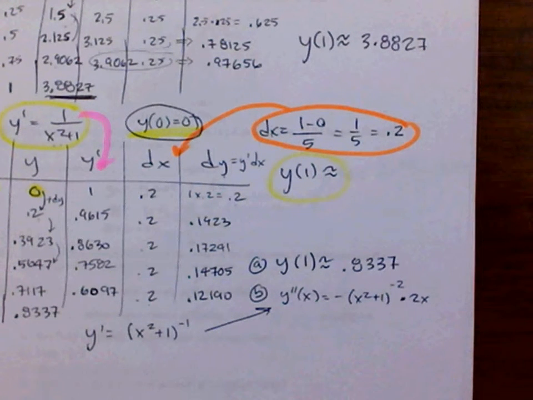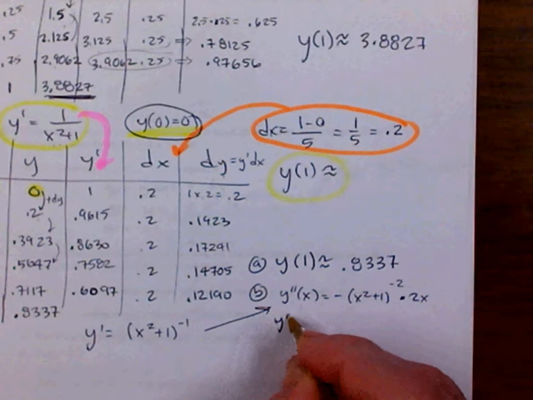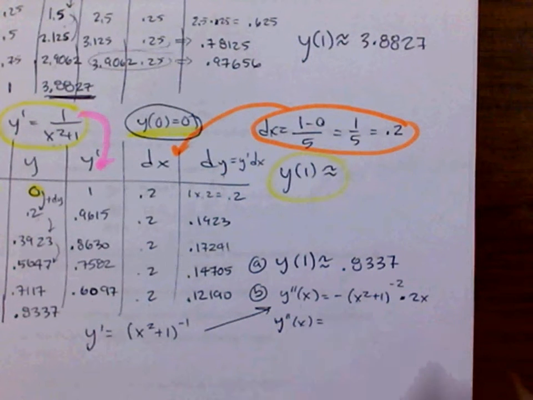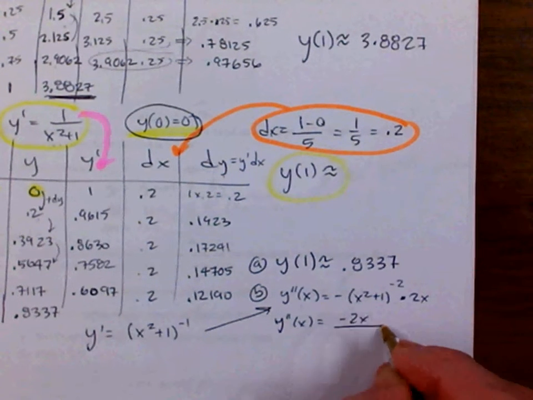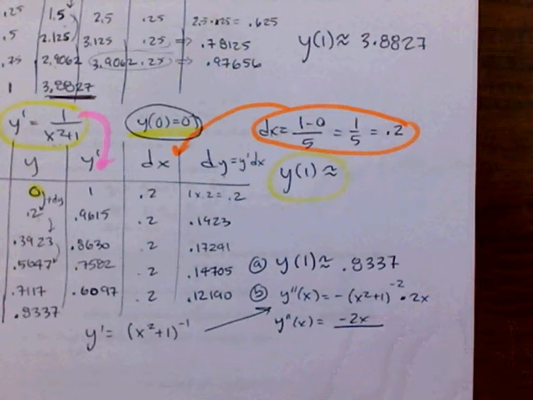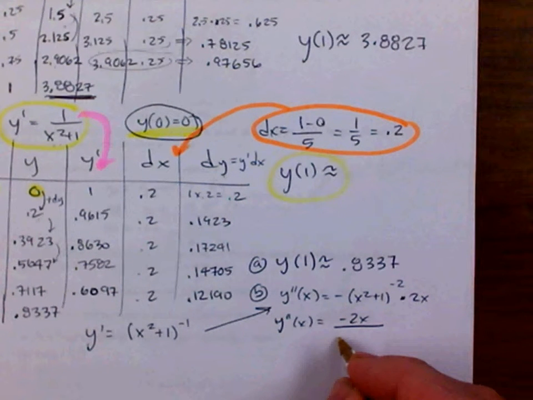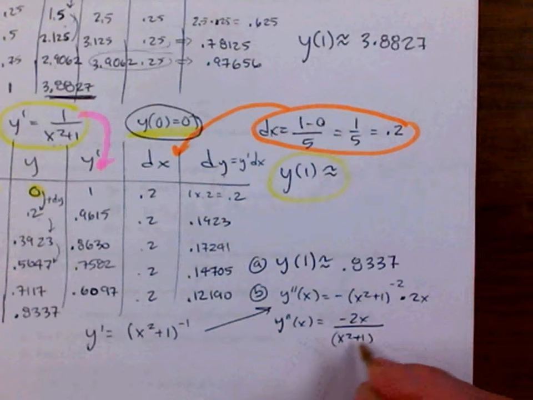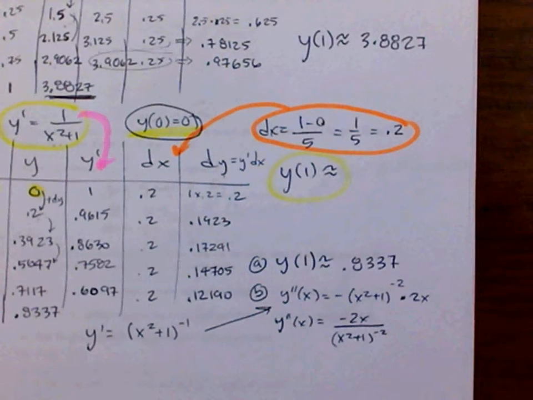That could be rewritten to match the answer in the answer document or on a multiple choice test, their answer. Negative 2x in the numerator, and in the denominator we'll have the quantity of x squared plus 1 to the negative second. The next thing it asked is for what are the concavity intervals.